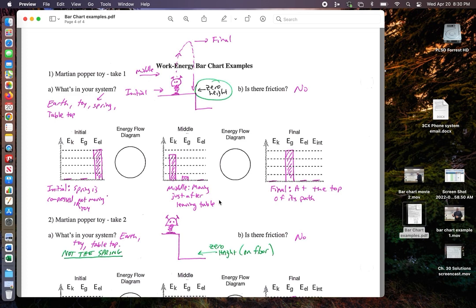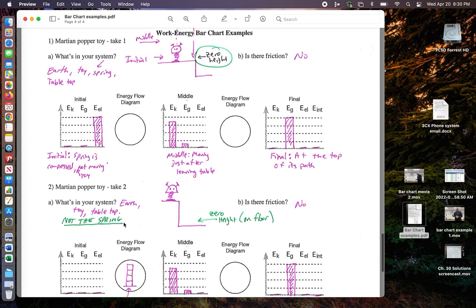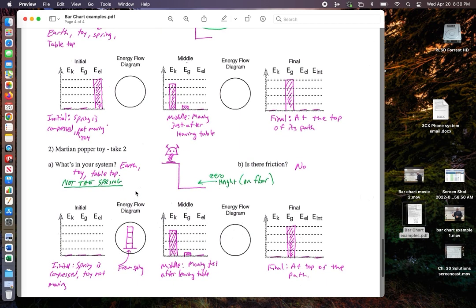In example 2, the Martian popper toy is still on the table, but this time I have the Earth, the toy, the tabletop as part of the system, but I do not have the spring as part of the system. So in this particular case then, I can't include any energy that's stored in the spring in my bar charts. I also moved the zero height down here to the floor, so now this is elevated.